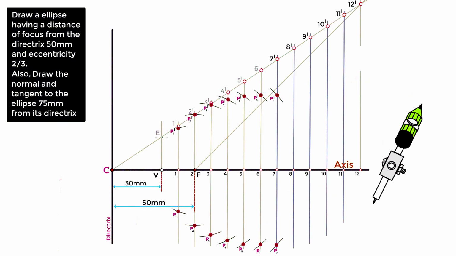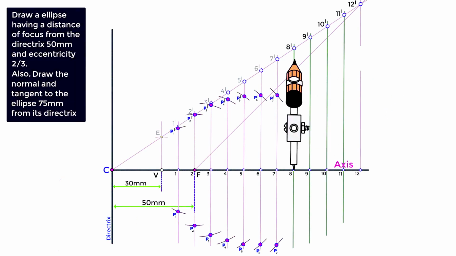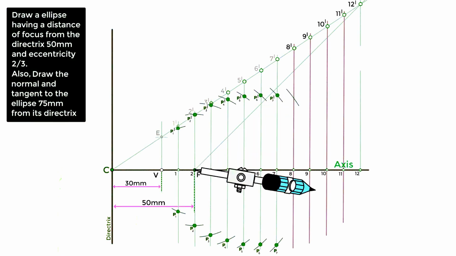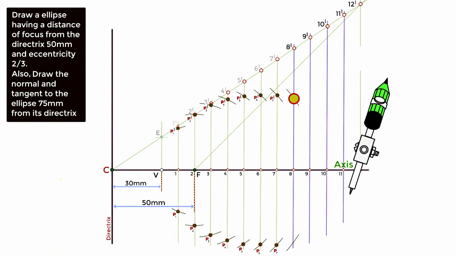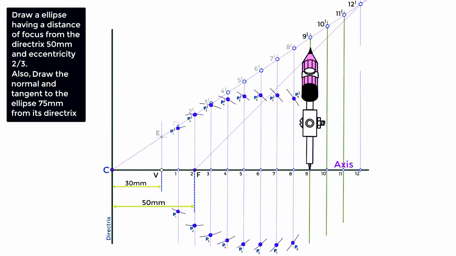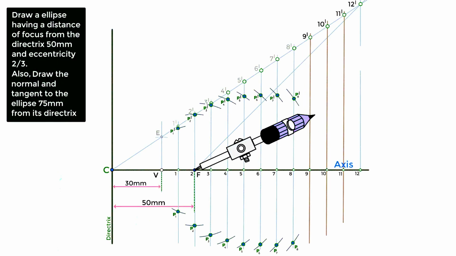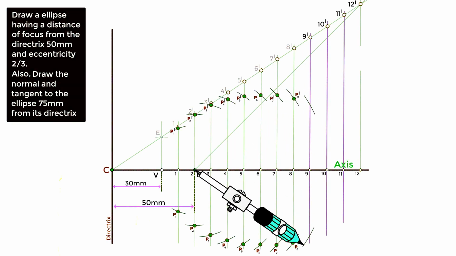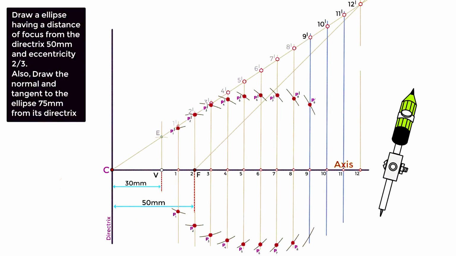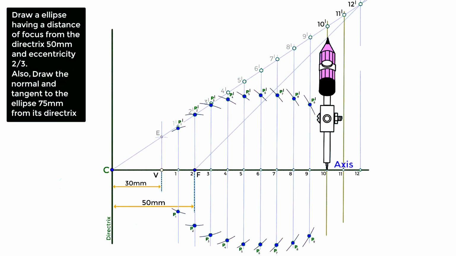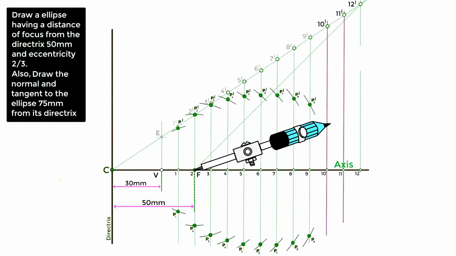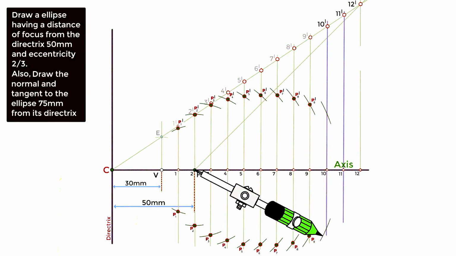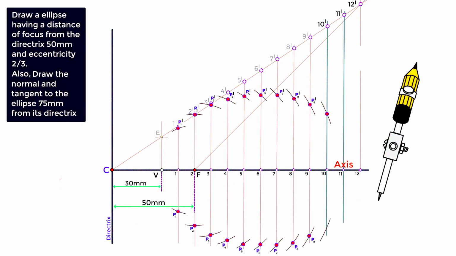Next, take the length between 8 to 8 dash on a compass, and cut arcs on a line 8 to 8 dash. Mark this point as P8 dash and this point as P8. Next, take the length between 9 to 9 dash on a compass, and cut arcs on a line 9 to 9 dash. Mark this point as P9 dash and this point as P9. Next, take the length between 10 to 10 dash, and cut arcs on line 10 to 10 dash. Mark this point as P10 dash and this point as P10.